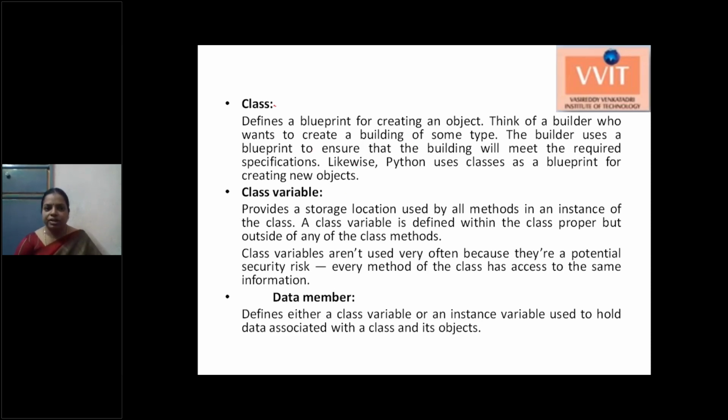The first word is class. Class is nothing but a blueprint for creating an object. We can call it a format for creating an object. Whenever you want to create a particular data, we need to specify the data type for that, and then only we can use that data value.